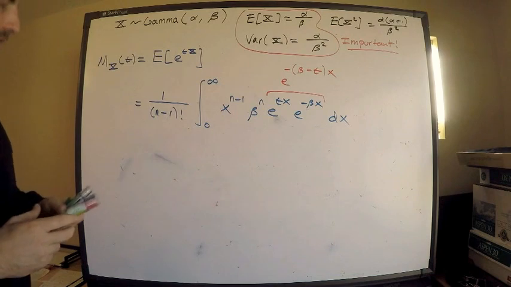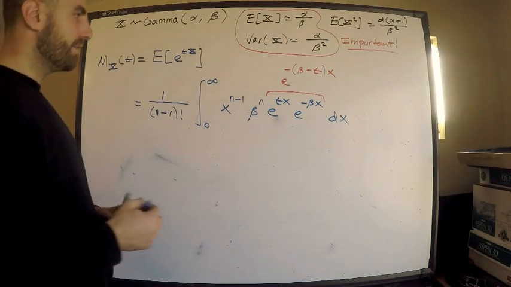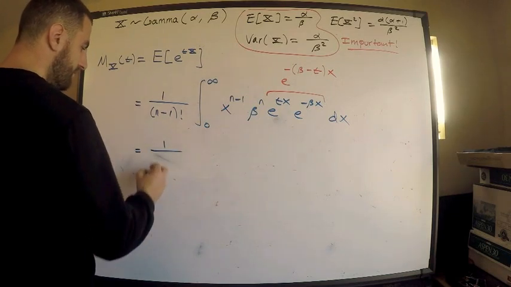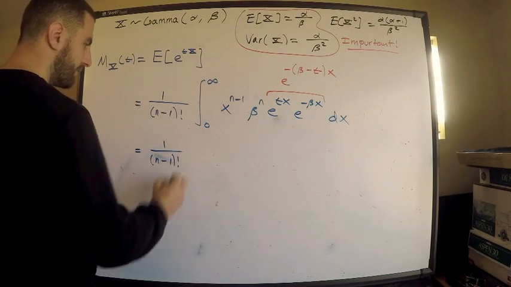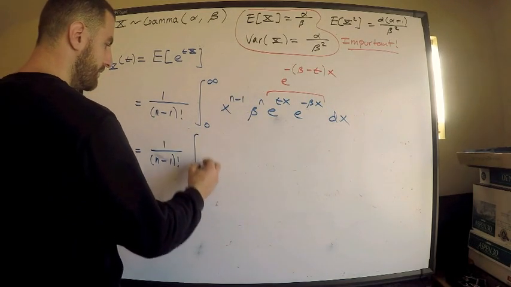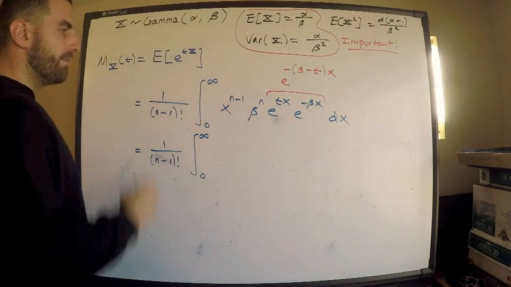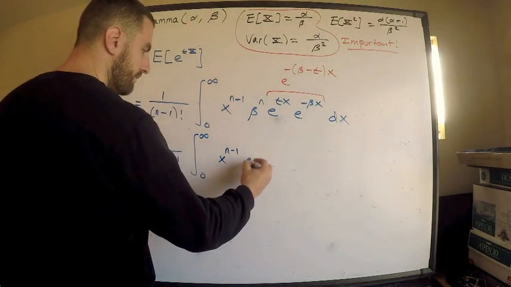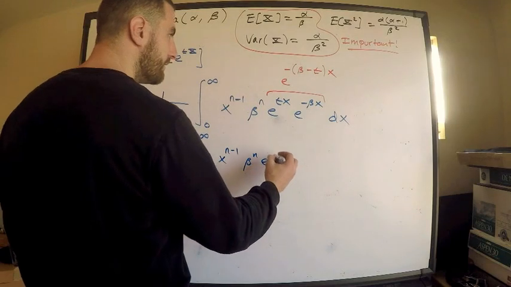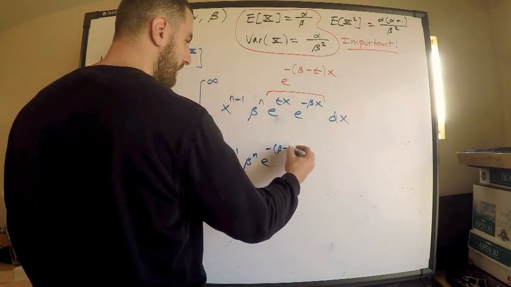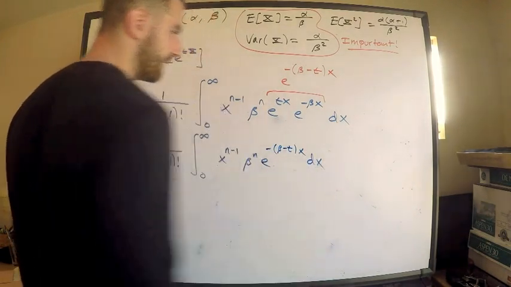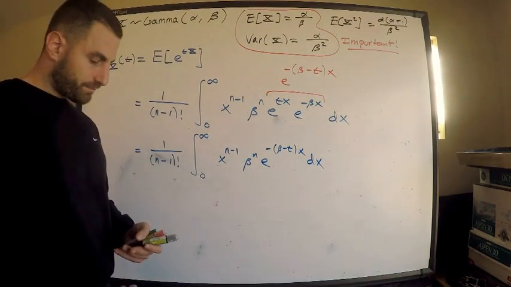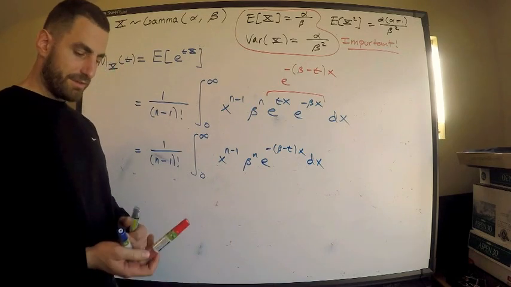All right, we need to do the damn integration by parts again. So this is equal to, let me just clean it up once more, 1 over n minus 1 factorial times the integral 0 to infinity. I'm going to write this the following way: x to the n minus 1, beta to the n, e to the negative beta minus t, x dx. Pretty much the same as before. If you just go through this, it's almost exactly the same.